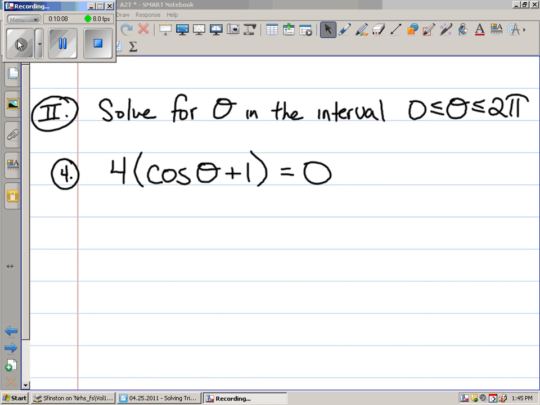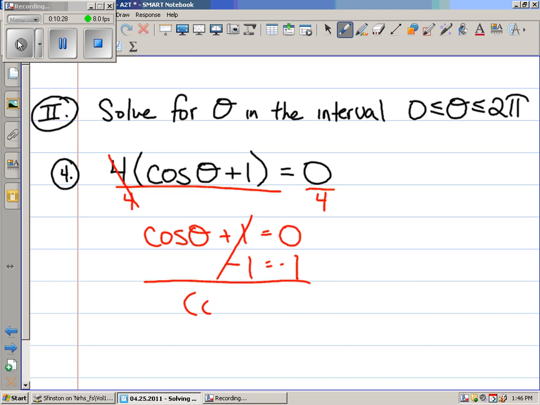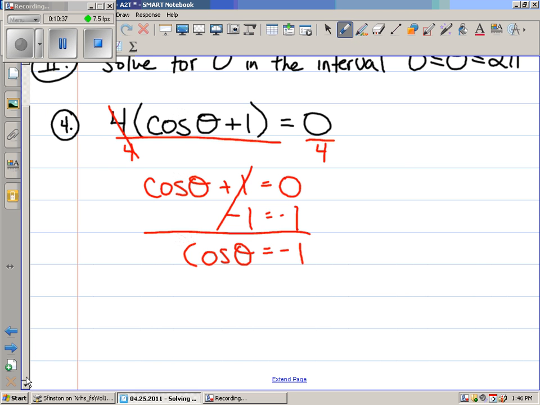Let's do this. Any ideas? What do we do? Yeah, divide by 4. Distributing would actually be the long route in this particular problem. Let's divide both sides by 4, and you get that cos of theta plus 1 equals 0. Subtract 1 from both sides. The cos of theta equals negative 1. Let's inverse it up. Let's find out what value of theta does that.